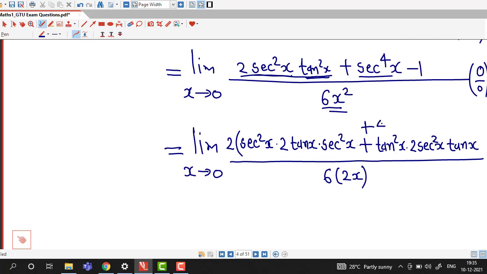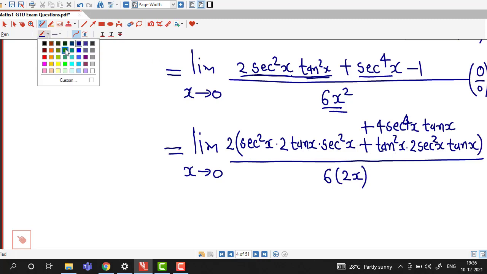Derivative of sec raised to 4x is 4 times sec raised to 3x into derivative of sec x, which is sec into tan. So finally we will have sec raised to 4x into tan x, and minus derivative of 1 is 0, and this is in the bracket. So we again check. Here we have taken 2 outside, and in the bracket we write down derivative of sec square into tan square using product rule. So first we keep sec square x as it is.